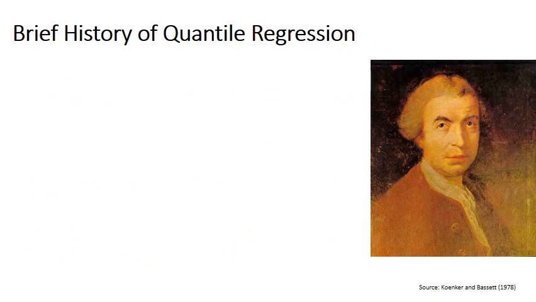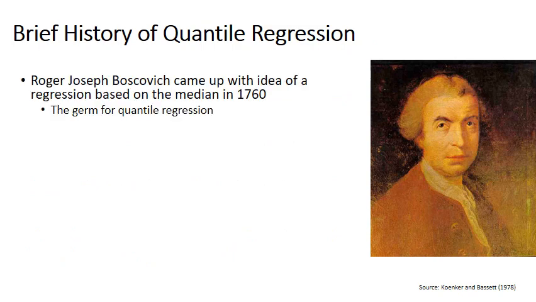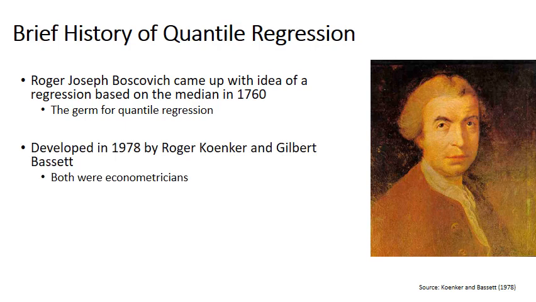Now we're just going to talk about a quick history of quantile regression. Roger Joseph Boscovich came up with the idea of a regression based on the median in about 1760. This was basically the germ for quantile regression, because if you were applying a median to your data, that's basically your 50th percentile or quantile. 200 years later, when people had computers, Roger Koenker and Gilbert Bassett at University of Illinois Urbana-Champaign came up with what we see now as modern quantile regression. Both of these guys were econometricians.